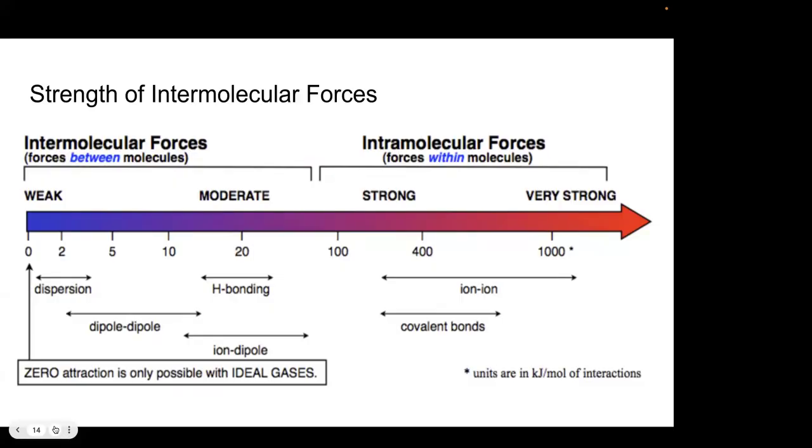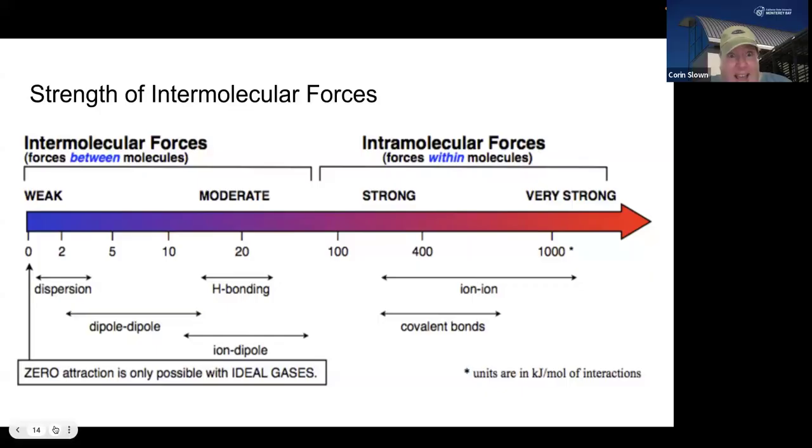Intramolecular forces are much stronger because the graph seems to be almost like exponential. Yes, thank you. That is the key takeaway that I want us to see: when we're talking about strong and very strong, we're talking about magnitudes of difference compared to weak or moderate. And even within intermolecular forces, they are not all the same.